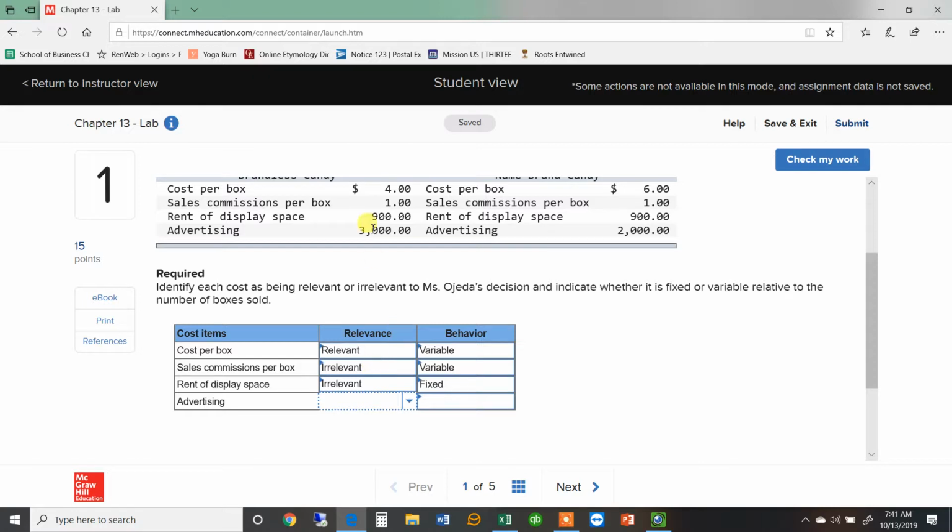Advertising, if I look at advertising, it is $3,000 versus $2,000. So that means that it is changing between alternatives, which means this is a relevant cost. However, it's a flat fee. So if I sell 5 boxes or I sell 10 boxes, it doesn't matter. I'm still spending this $3,000 or I'm spending this $2,000. So that is going to be fixed as well.